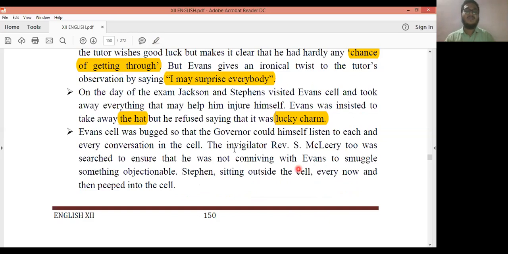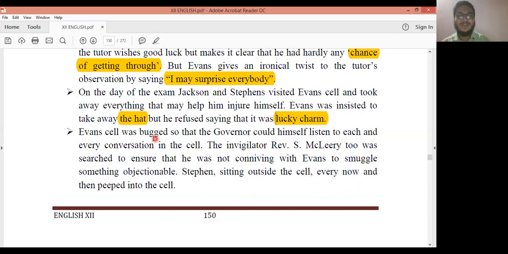Okay. So Ivan's cell was bugged. I hope students are able to understand what I'm explaining. This is a summary of the chapter in a synchronized manner, a recapitulation session, whatever you can call it, because it's a recap session. We are going to sum up the chapter in a shortcut way.